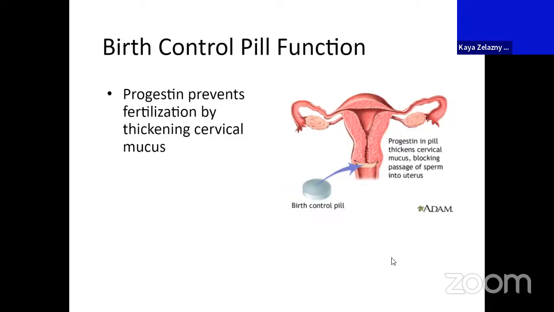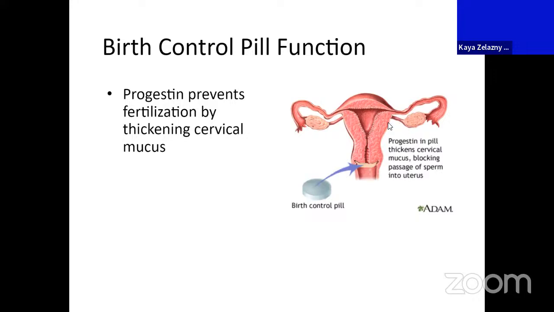The progestin in that pill is targeting a different part of the reproductive tract. So the progestin is thickening the cervical mucus down here. That cervical mucus normally changes color, texture, and thickness over the course of the uterine cycle. But if you make it really, really thick, then it acts kind of like the cervical cap or the diaphragm would by blocking the sperm.